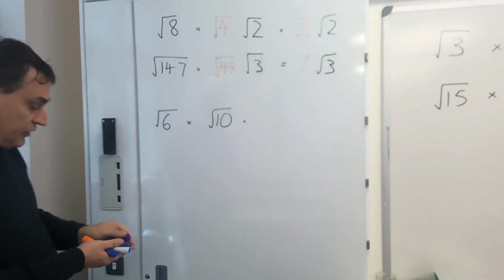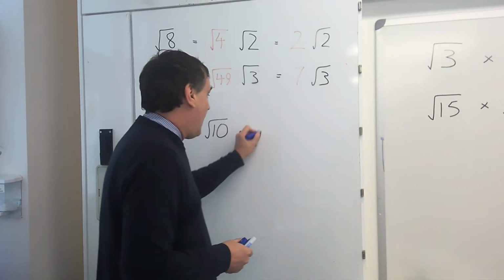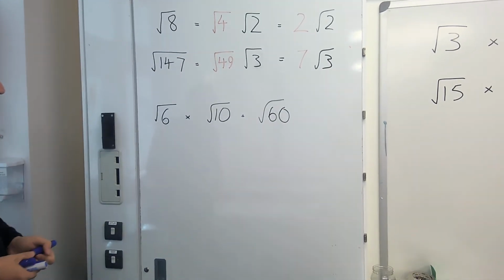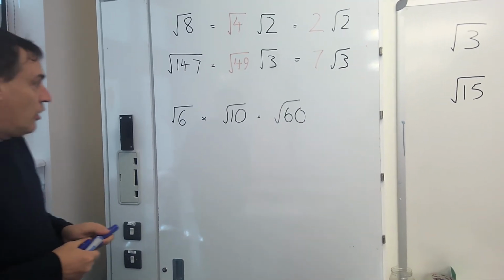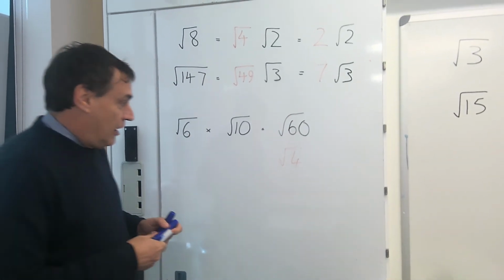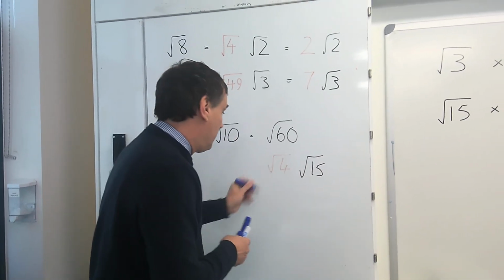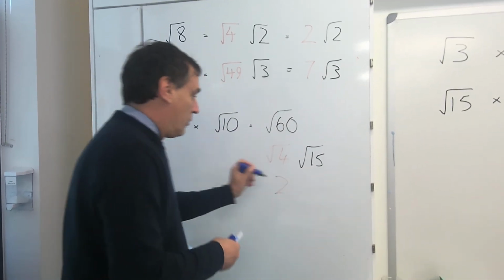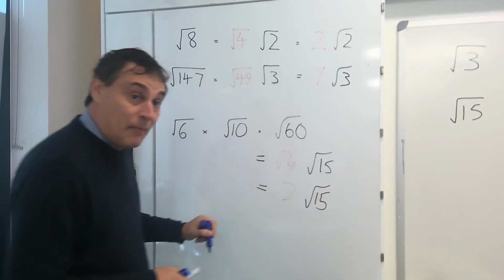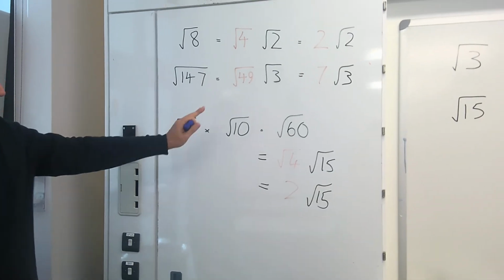Again, they might be hidden. If we did root 6 times root 10, that would give us root 60 using the rule over there that we've just started with. That can actually go down now to root 4, that's our square root number, and timesing it by root 15 to give us 2 root 15. And put the equal signs in there for mathematical neatness. So again, look out if they're hidden.